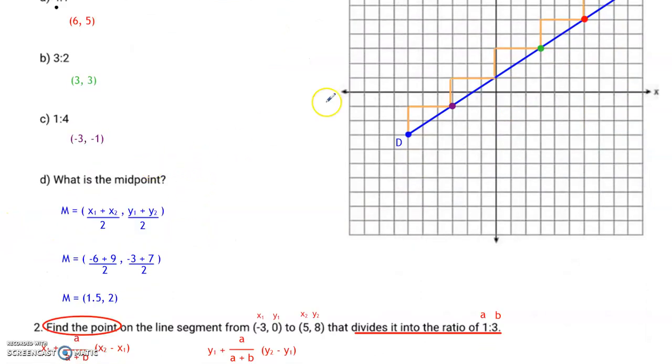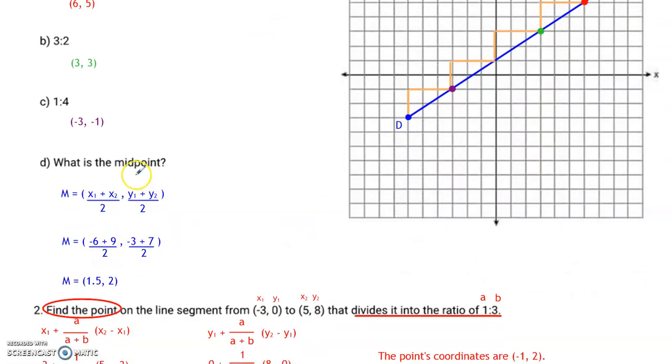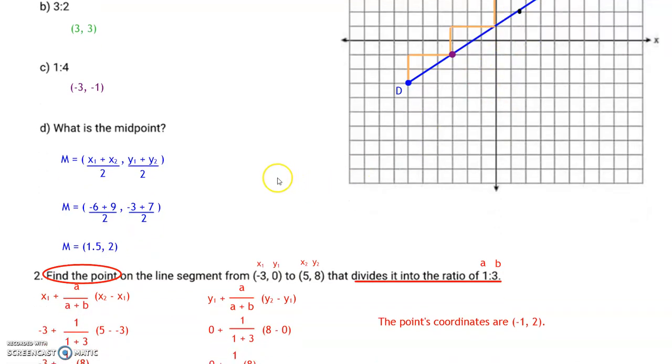It asks what the midpoint is, and you could have found it graphically if there was an even number of slopes on both sides, but there's 1, 2, 3, 4, 5 slopes total, so the midpoint is going to be here somewhere. It's not an exact integer for both x and y. So we use the midpoint formula. It's a fairly straightforward formula. Please remember that it is a plus in the middle here, not a minus. You should get 1.5, 2. 1.5, 2 is here, which makes sense because that is just about where the midpoint should be.